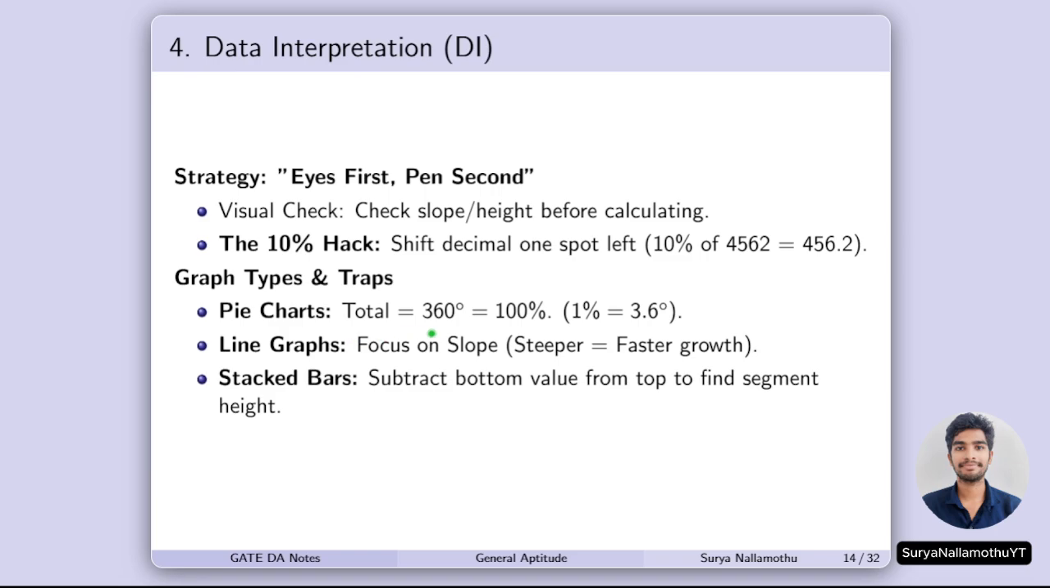In pie charts, we know the total degree is 360 degrees, right? So 360 degrees is nothing but 100%. It means for 1% the degree is 3.6 by solving this. Line graphs focus on the slope. And for stacked bars, subtract the bottom value from the top to find the segment height. This is used for stacked bars.